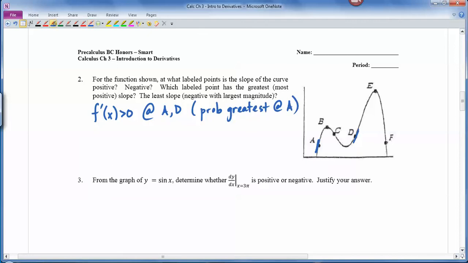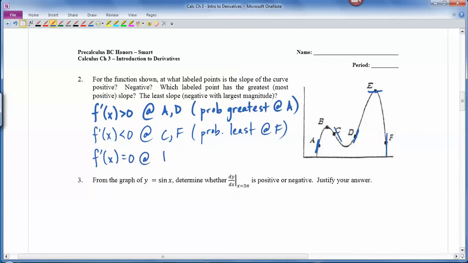And then if we look at negative, so f prime of x is less than 0 at, I'd probably go with C here and F there. And I would say F has the least slope, so the most negative slope, probably least at F. And then where's it 0? Looks to me like B and E are zeros. So f prime of x equals 0 at B and E.